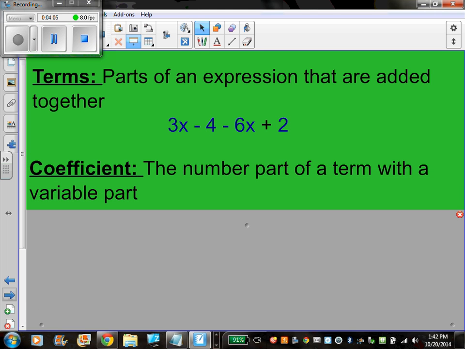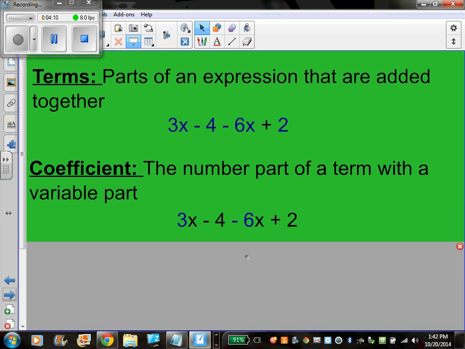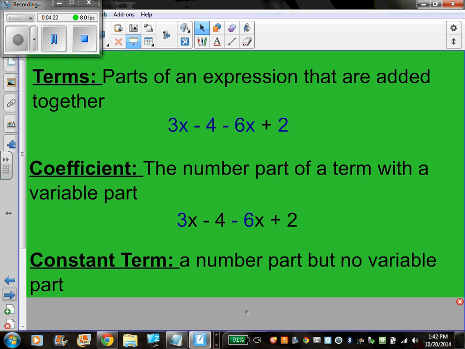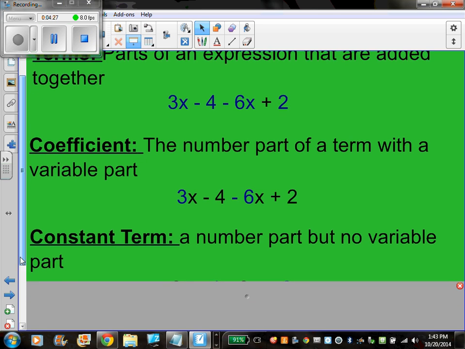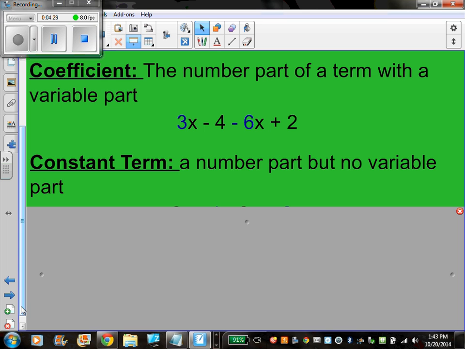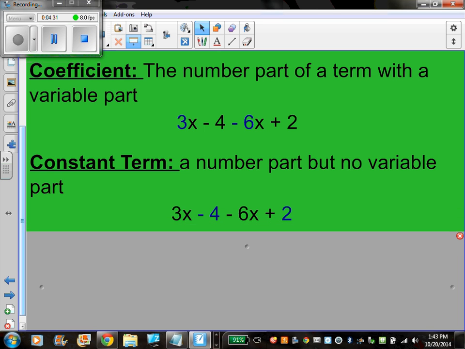A coefficient is the number part of a term that has a variable part. For example, in 3x, the 3 is a coefficient. The negative 6 is also a coefficient from negative 6x. Next, we have a constant term, and this is a term that has a number part, but no variable part. In our example that we're using, the negative 4 and the 2 are constant terms because they have no variable. It's just negative 4 and 2.